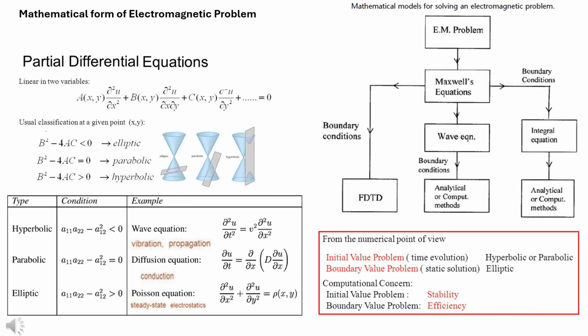Hyperbolic PDEs, on the other hand, describe dynamic situations involving wave propagation. The wave equation, which can be derived from Maxwell's equations when considering electromagnetic wave propagation, is a classic hyperbolic PDE. This type of equation is crucial for understanding how electromagnetic waves travel through space at finite speeds, as illustrated on the slide with the schematic of a propagating wavefront. Hyperbolic PDEs capture the time-dependent behavior of these waves, making them essential for modeling radiation and signal transmission.